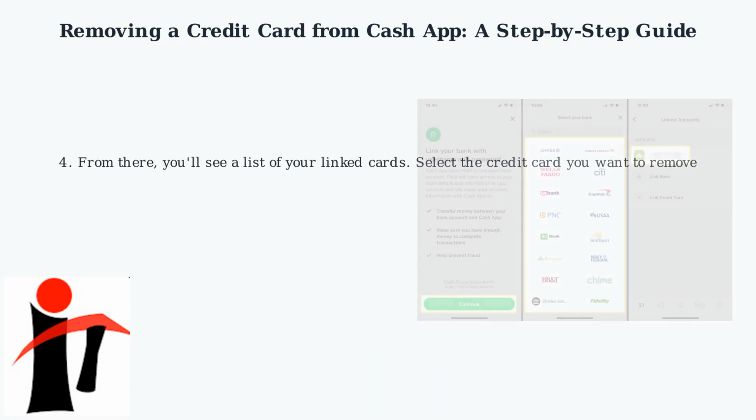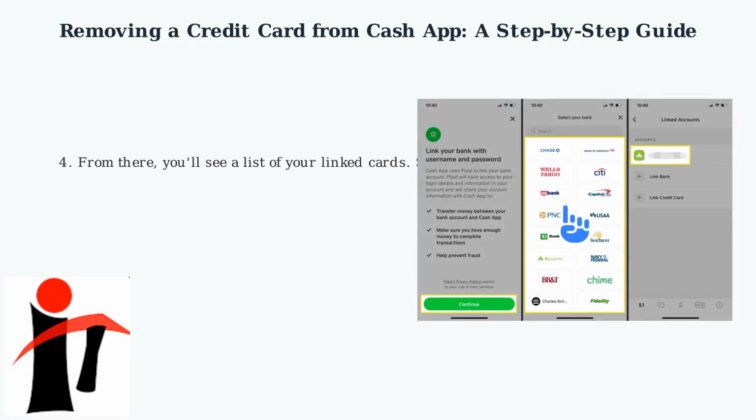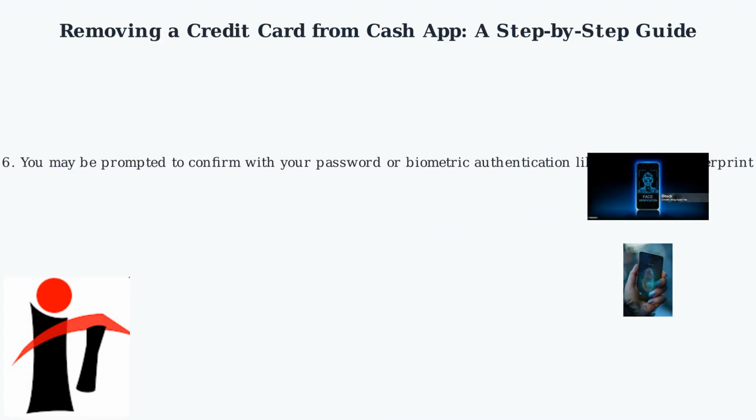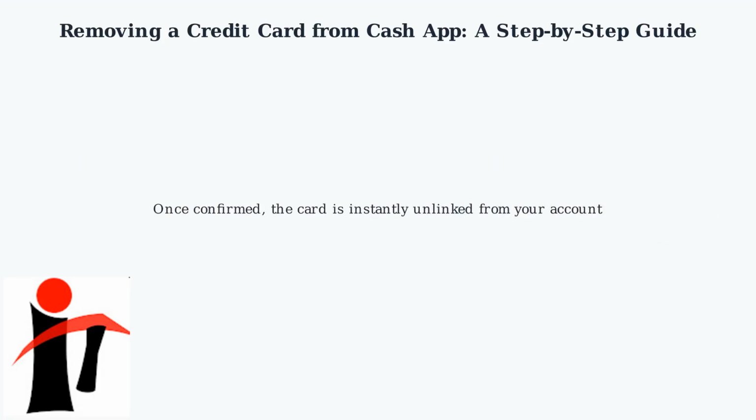From there, you'll see a list of your linked cards. Select the credit card you want to remove. Finally, tap the Remove option. You may be prompted to confirm with your password or biometric authentication, like Face ID or fingerprint. Once confirmed, the card is instantly unlinked from your account.